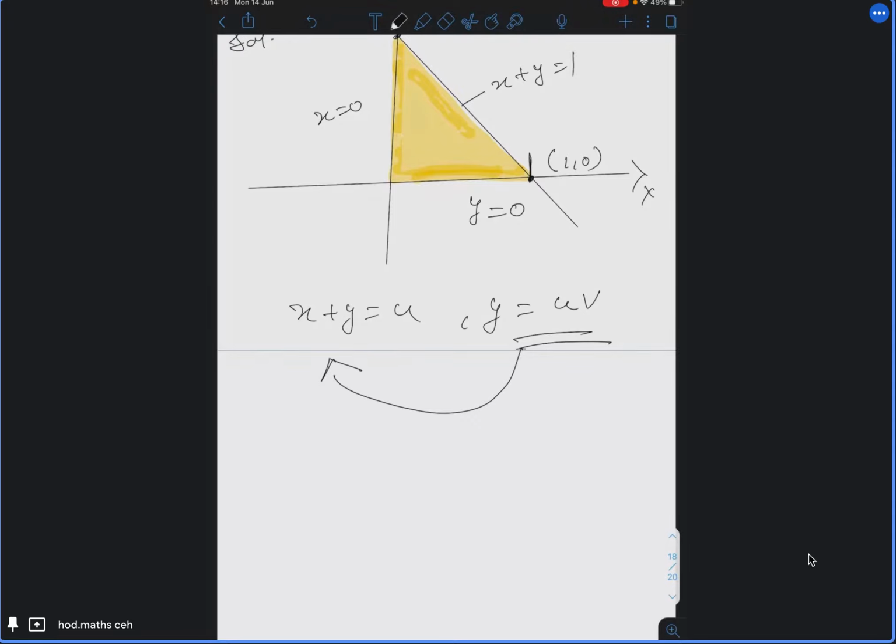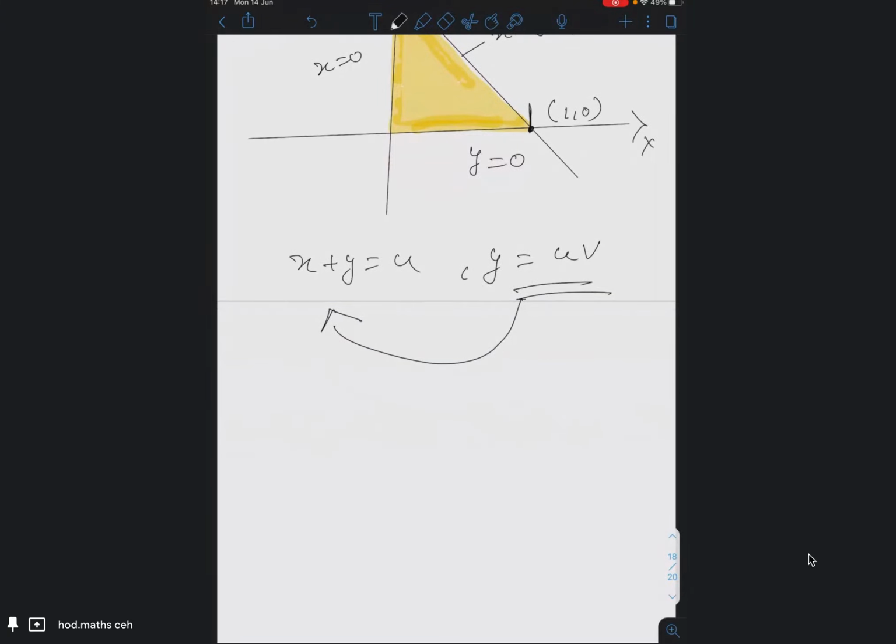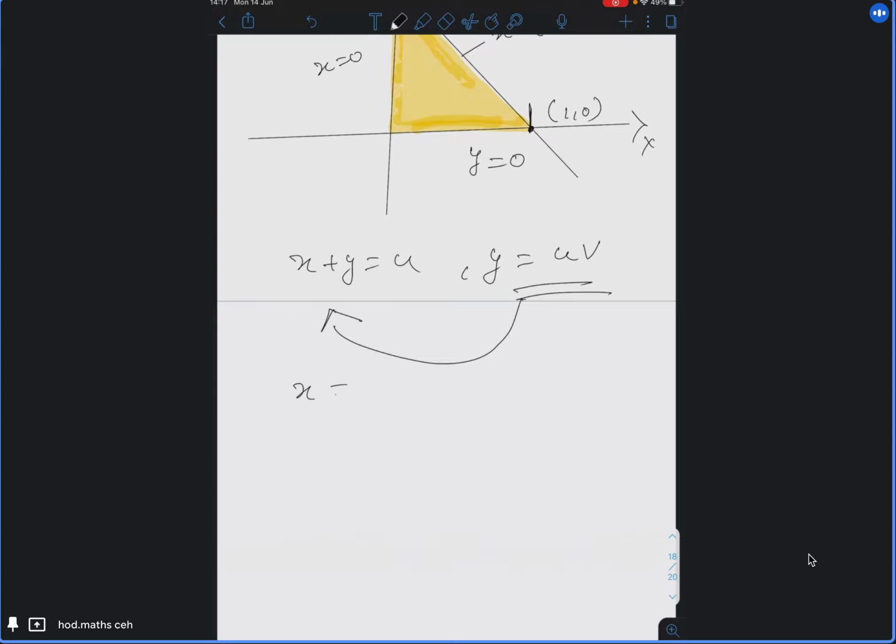Can I? Yes, ma'am. x is equal to u minus uv. Yes, x will be equal to u into 1 minus v. When I substitute the y value uv, I'll get x is equal to u into 1 minus v, and y is equal to uv itself. So from this we can find the Jacobian, no problem, we'll write it. But we need to find the limits of u and v also, na?